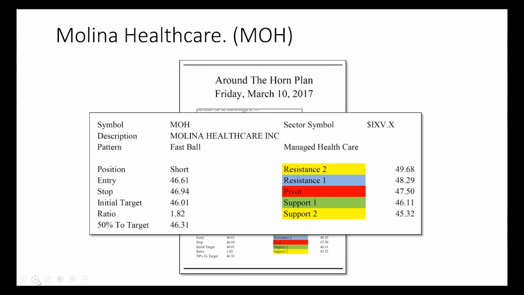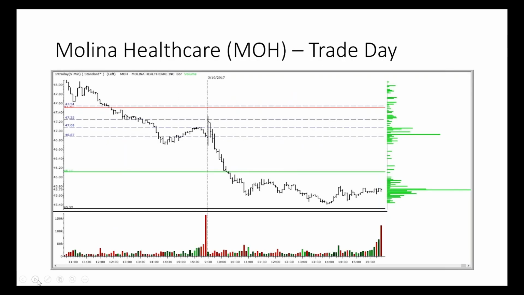We see the gouge sheet here for the plan shows us that it's a short at 46.61, right, is the entry. Stops up at 46.94, target 46.01, 50% of the distance 46.13. We know what we're going to do there, and then we've got all those pivot lines set up as well. So here's an example of one that did go in our favor, right?